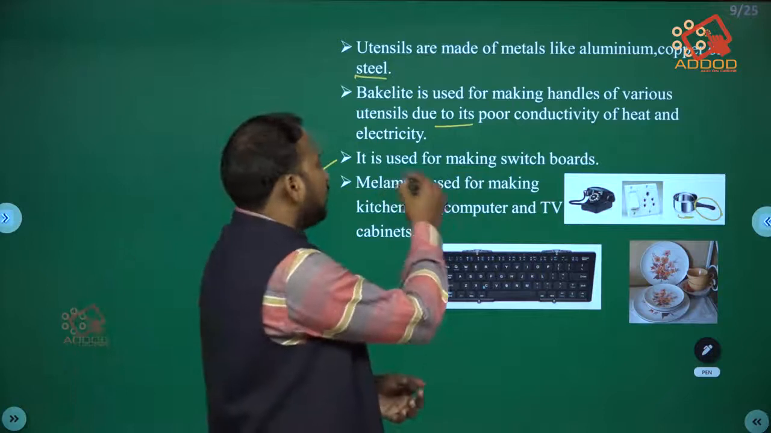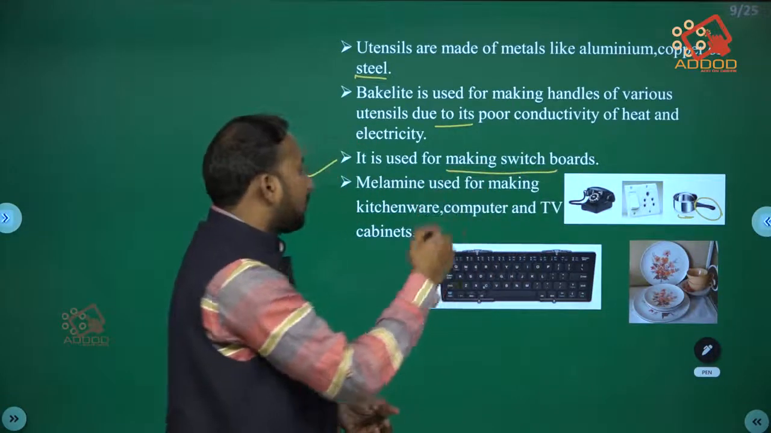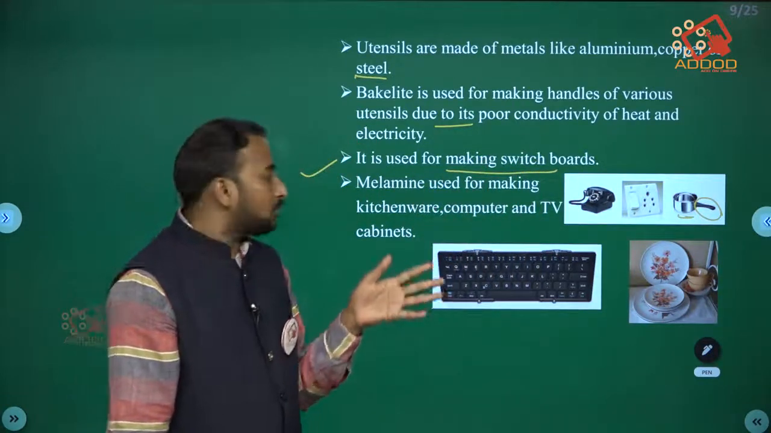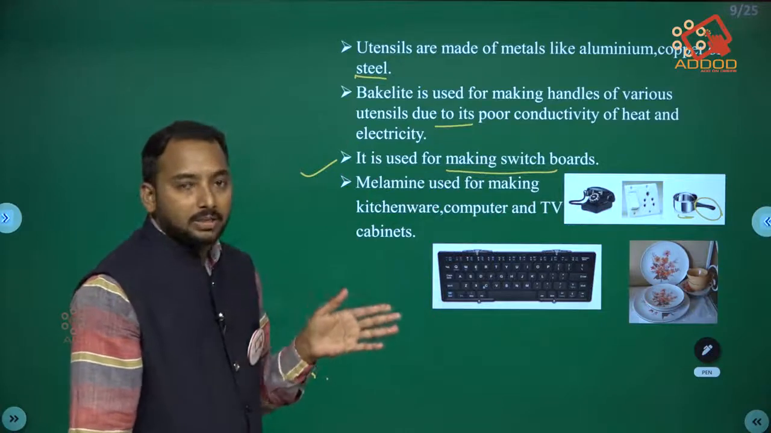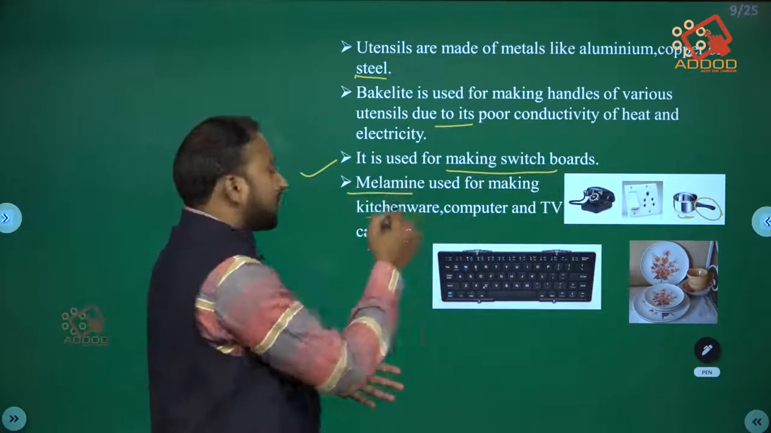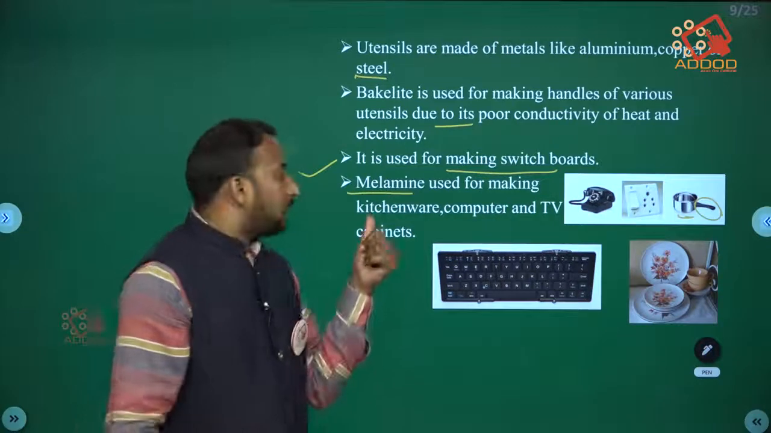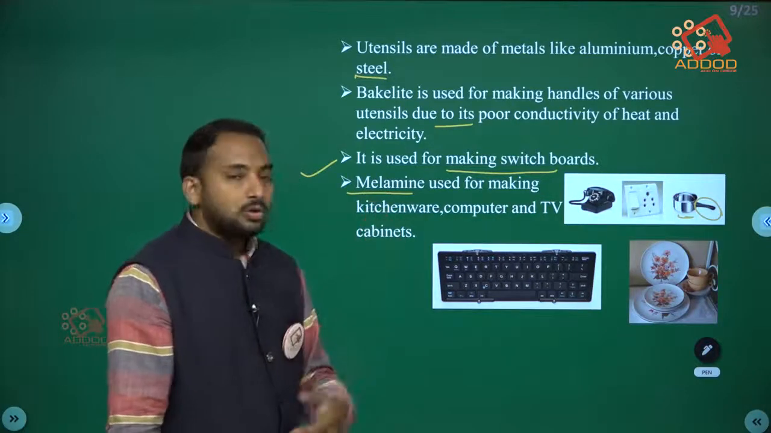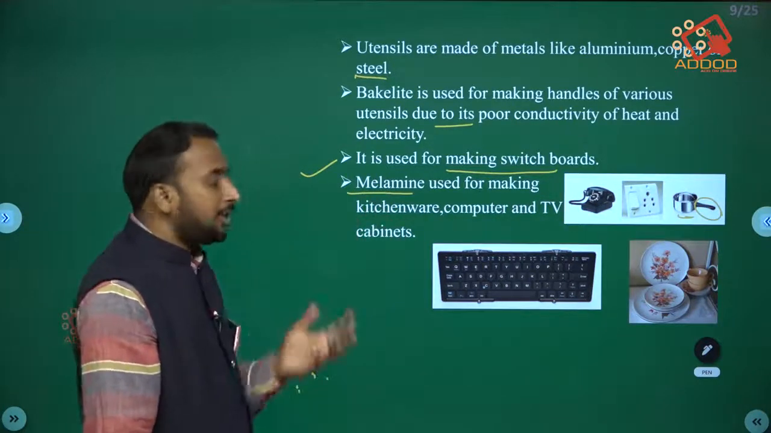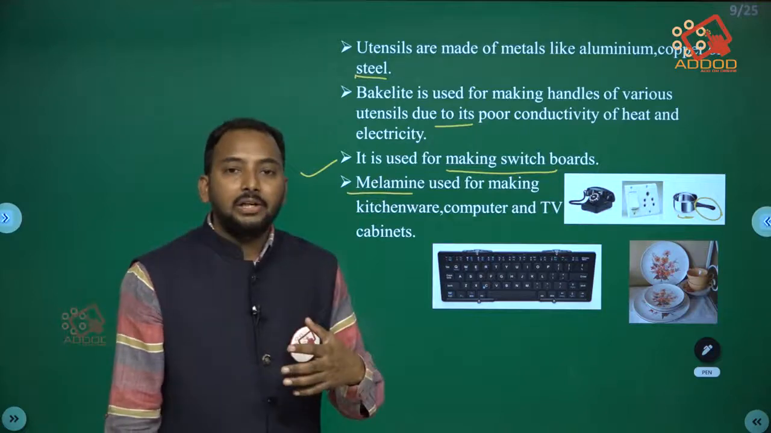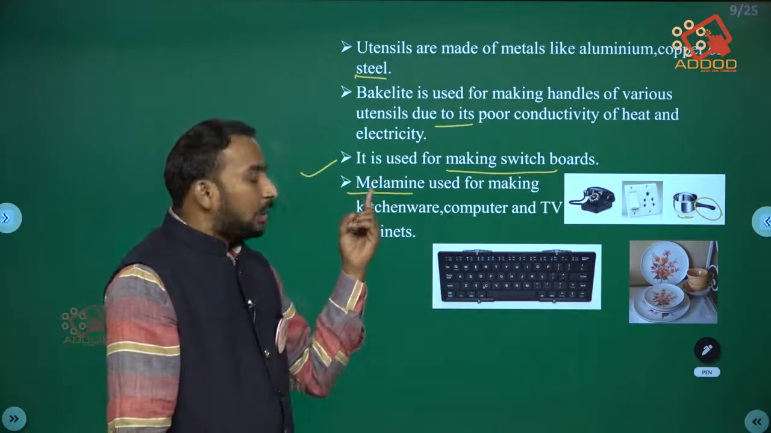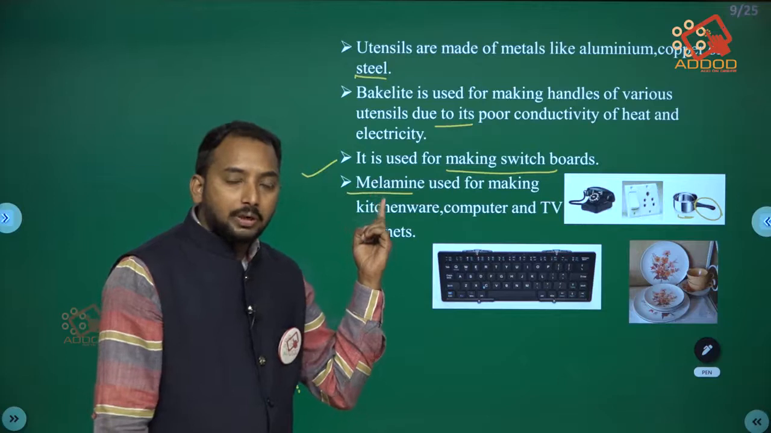Bakelite is used for making switchboards, and it is a thermosetting plastic. Another thermosetting plastic material is melamine. Melamine is used for making kitchenware. It is widely used, and melamine is also a thermosetting plastic.